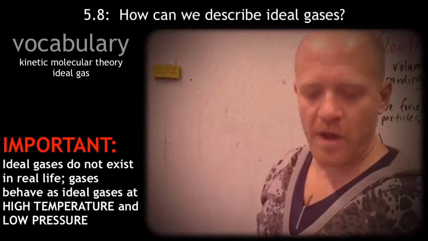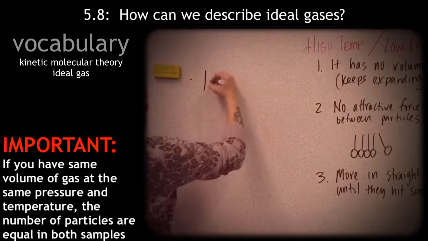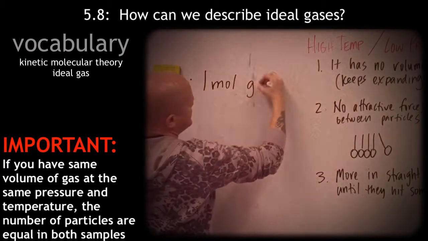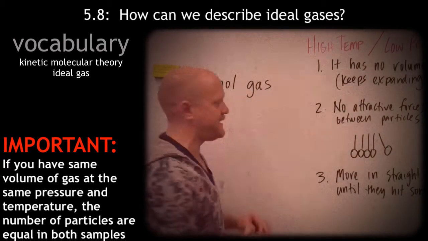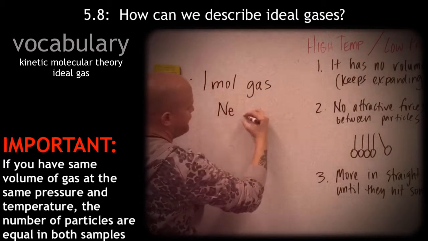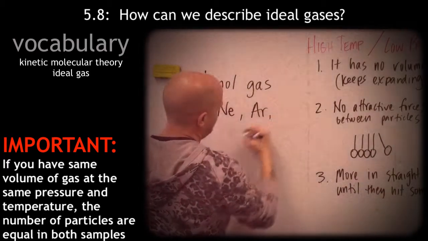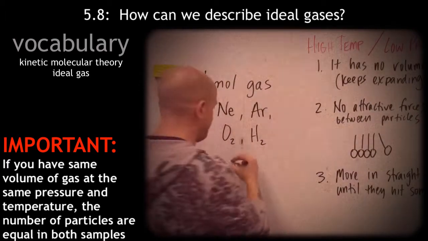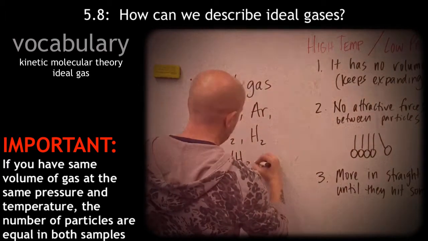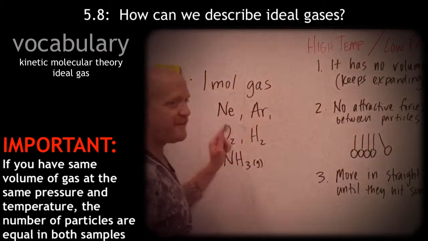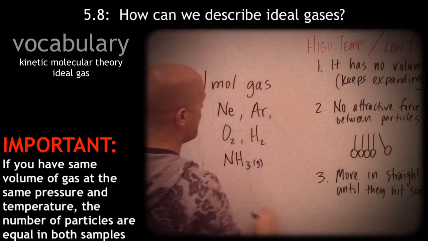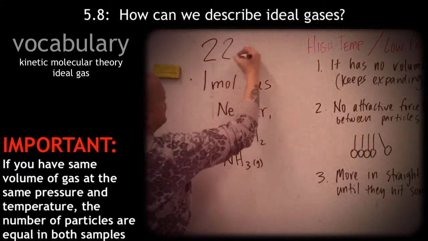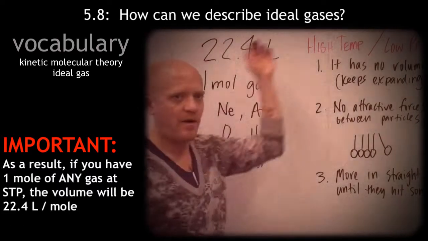And the last thing that I wanted to add is, when you have one mole of a gas, whether that gas is neon, argon, oxygen, hydrogen, or even something like ammonia gas, regardless of the number of atoms, 1 mole of a gas is 22.4 liters, always.